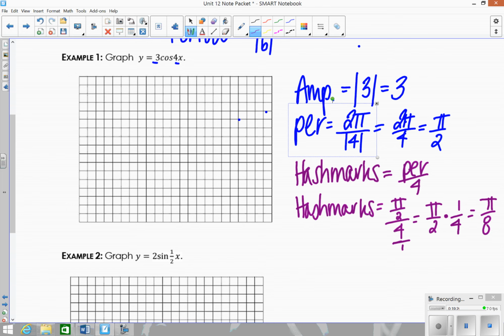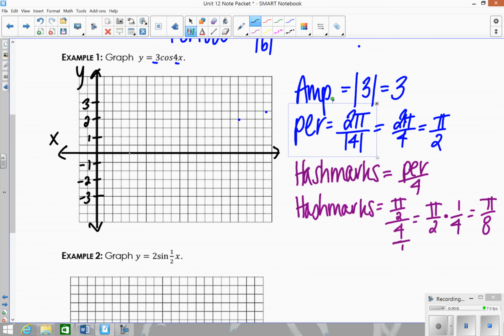So let's go ahead and start with this. So I'm going to start with my axes. And we have to go up to 3 this time because my amplitude's 3. So when I go to label my graph, I'm going to start it off the same way, x and y. I'm just going to go up by 2's this time because you do want to spread this out, but you got to be able to fit it. So I'm going to go up to 3, and then I'm going to go down to -3.